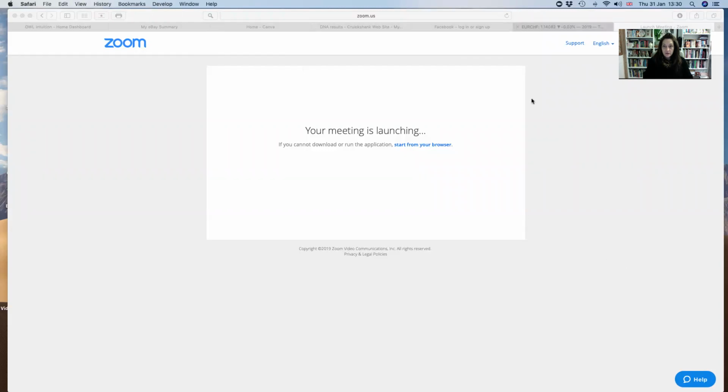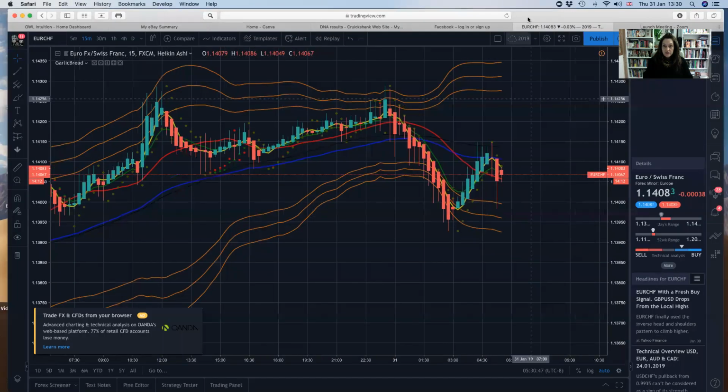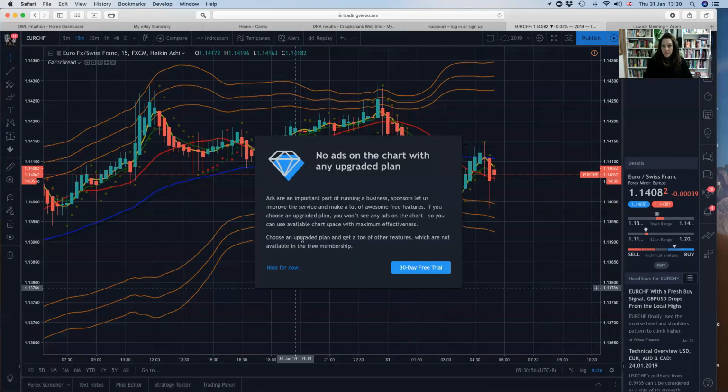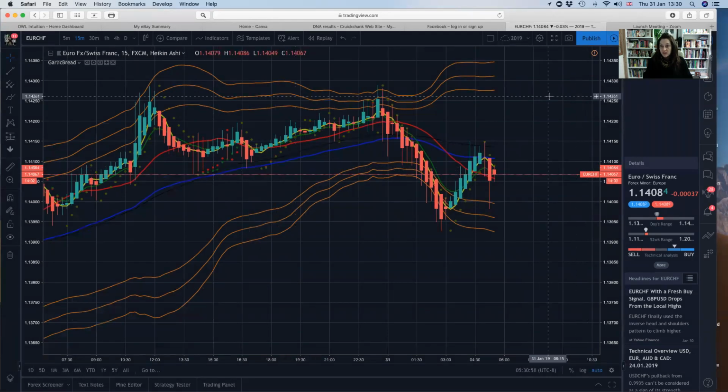Right, so we are looking at TradingView. It's completely free to use. You can upgrade and pay, but I don't want to upgrade. I don't need to upgrade. Everything I need is on the free version, which is even better. So now moving the video across.